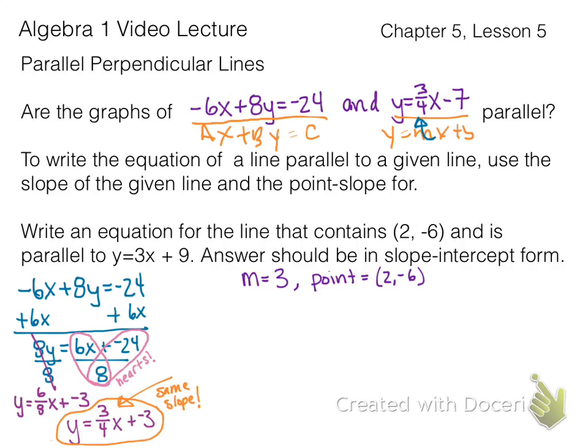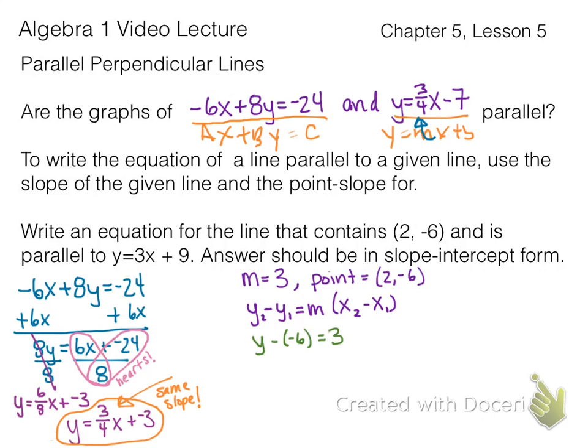So now that you guys are familiar with point-slope form, which we talked about yesterday, we can use the slope and we can use the point to then figure out the equation. Okay? So let's go ahead and do this. We have the point-slope formula, which is y minus y1 equals m times x minus x1.